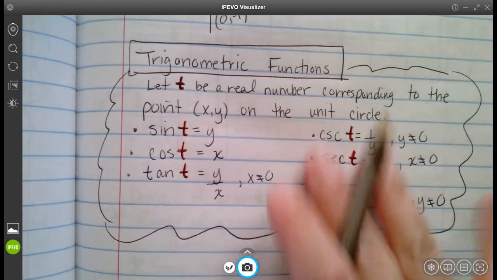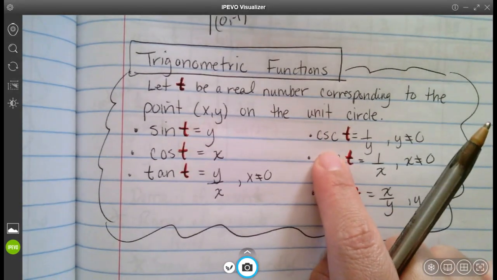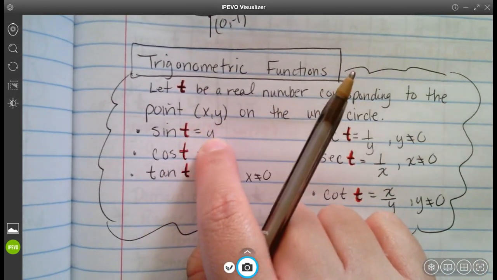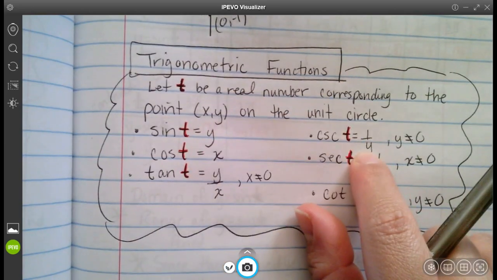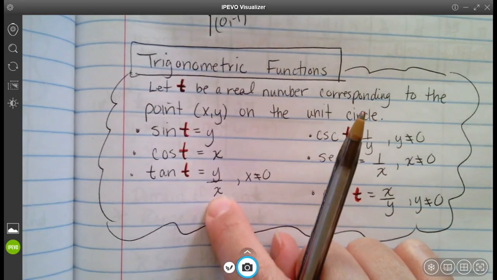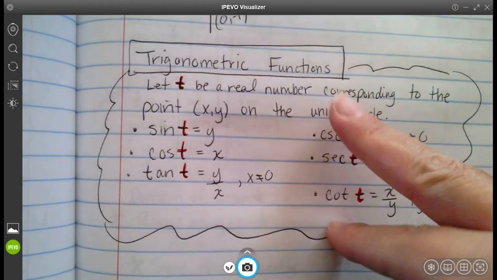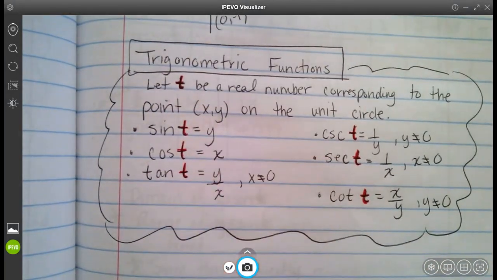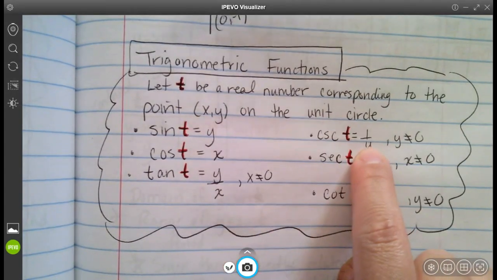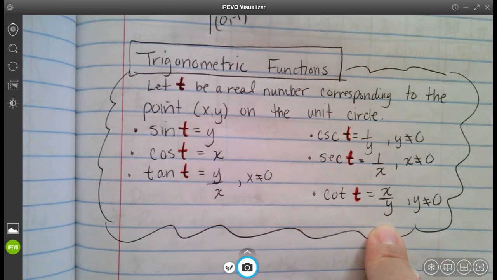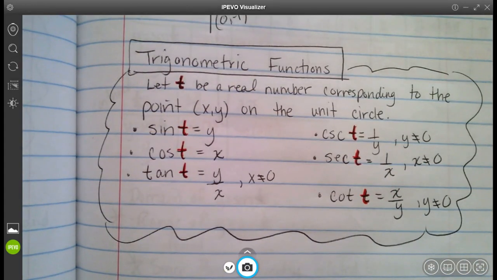I'm not going to write them out for you. You can look at your book if you want to see the spelling. Basically, they are just the reciprocal of these 3. So this one is equal to y, this one is 1 over y. This one is x, this one is 1 over x. This one is y divided by x, this one is x divided by y. So it's just the flipped version of our 3 main trig functions. Take note that whenever you have denominators, you don't want those to be equal to 0, because that means the function will be undefined at that point.